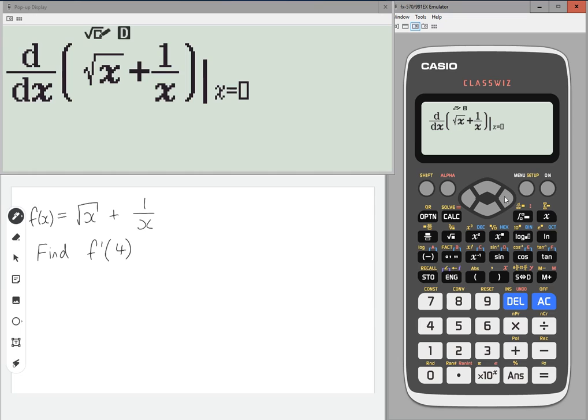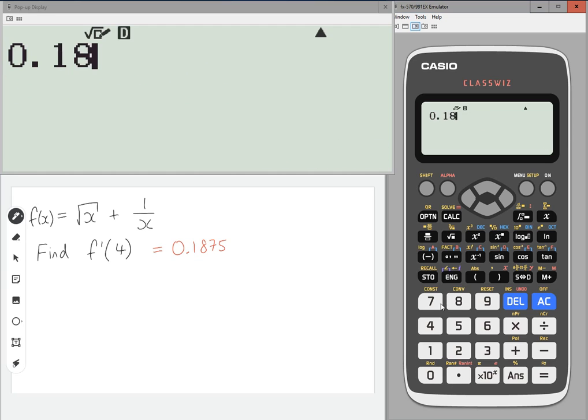and then move right until we get the cursor into that small little box on the right hand side, put x equals 4, press equals, and we get 0.1875. Okay, so unfortunately the calculator won't automatically change that into a fraction for you, but if I type that in again, yeah, it will. Okay, so we'll put it into fraction form, 3/16, should you wish.